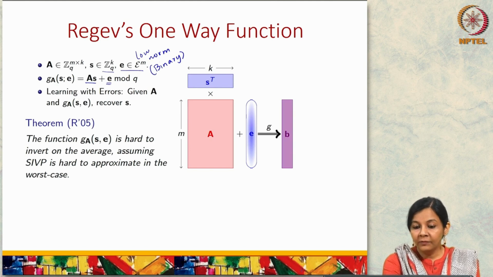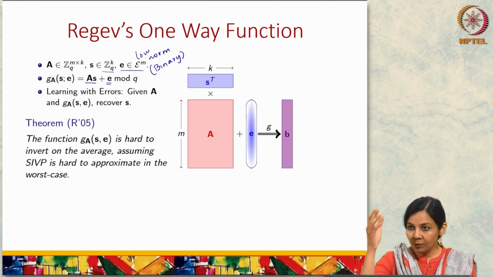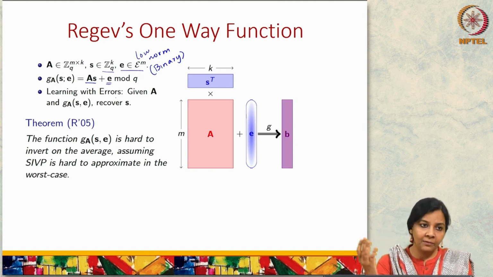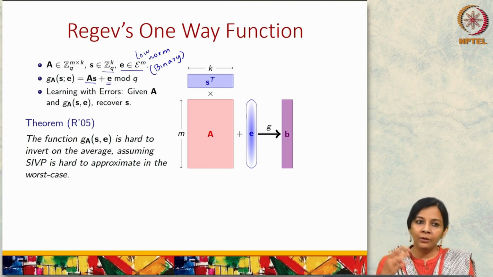So the learning with errors problem is that now I will give you A and I will give you this G_A of S, E, and I want to find S. So note that without the E, this problem is trivial to solve. It is an over-defined system of equations. So it can admit only one solution, and moreover that solution is not even low norm. So it is easy for me to find that solution.